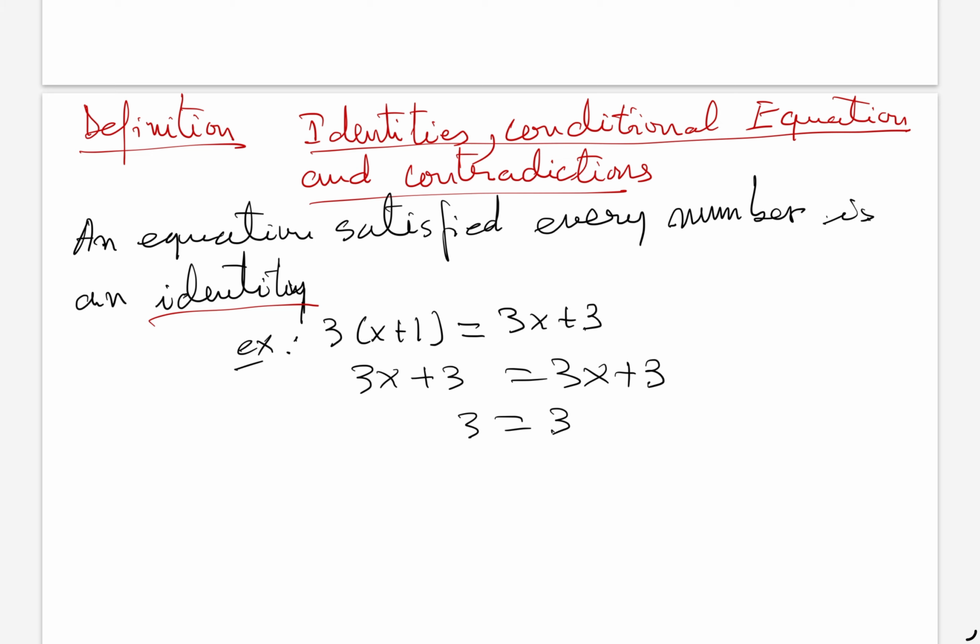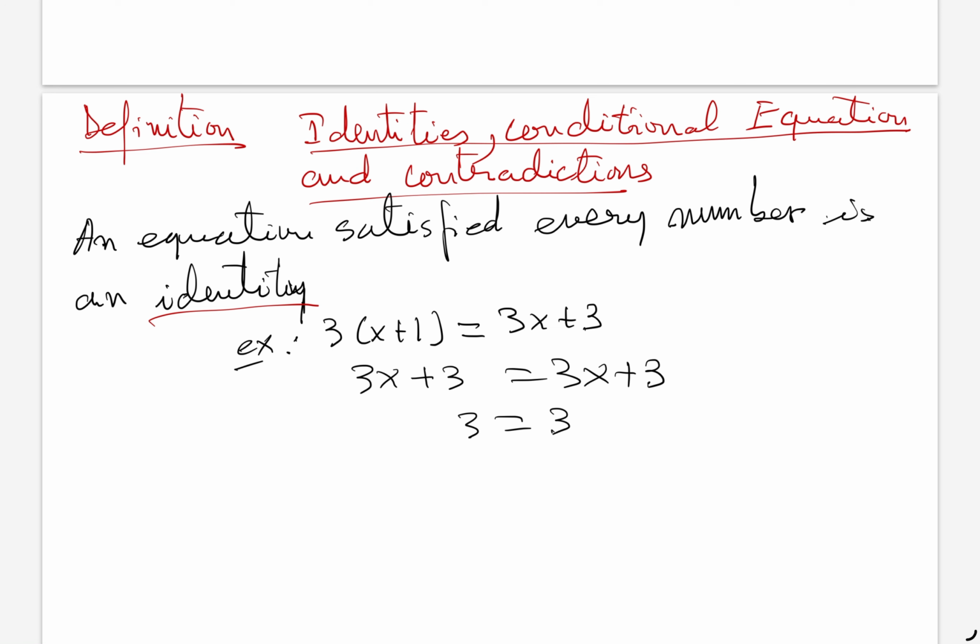Identity means when the right side and the left side are the same. That's what identity means. Okay? When the right side and the left side are the same, it means identity. You can have 0 equals 0 also. You can have any number, but as long as the right and the left side are the same, that means identity. Okay? Okay, second one, you may have a solution that satisfies only some x.